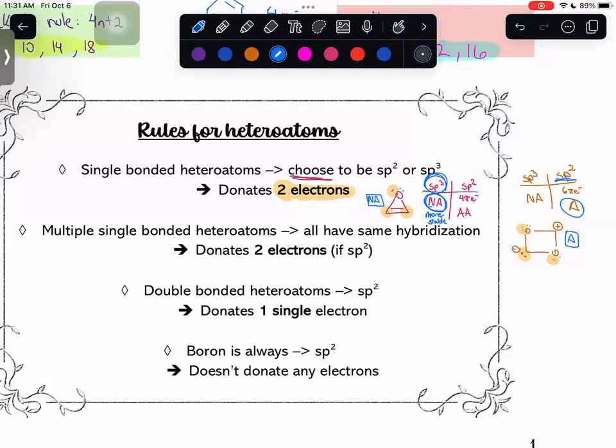Those are going to be your carbocations, carbanions, and radicals. So plus, negative, dot. If it's non-aromatic, it's just holding on to its electron. It's not contributing. Exactly. And it's sp3 because it has all 4 electrons around it.